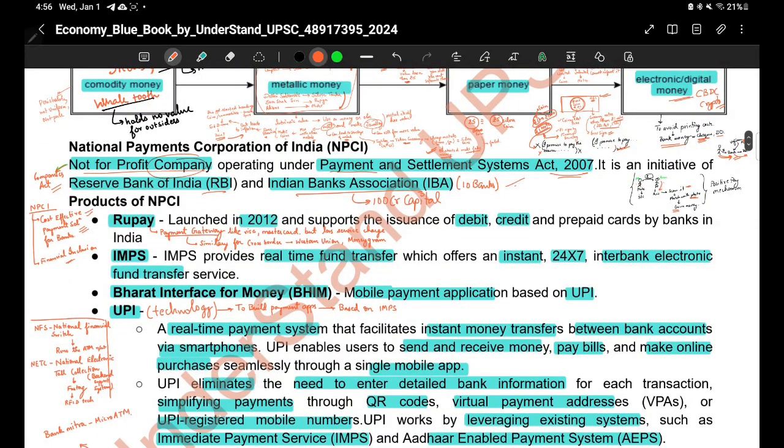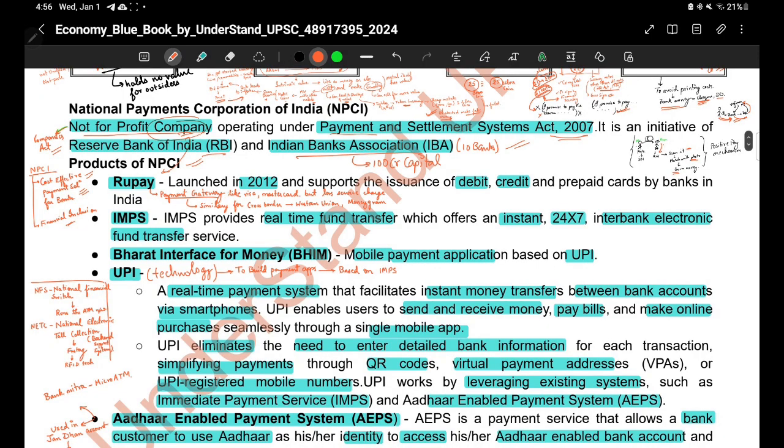Okay, we finished this NPCI. What are the products? NPCI creates products. So this is the company, it creates products. Now what are these products? RuPay. It launched in 2012 and supports the issuance of debit, credit, prepaid cards by banks in India.